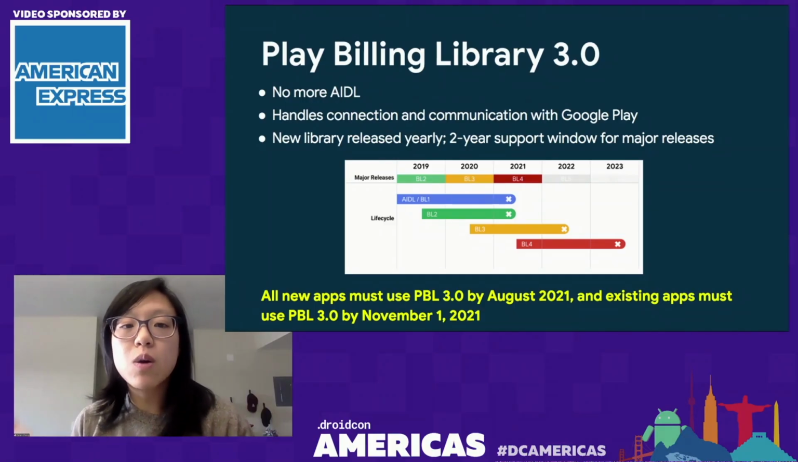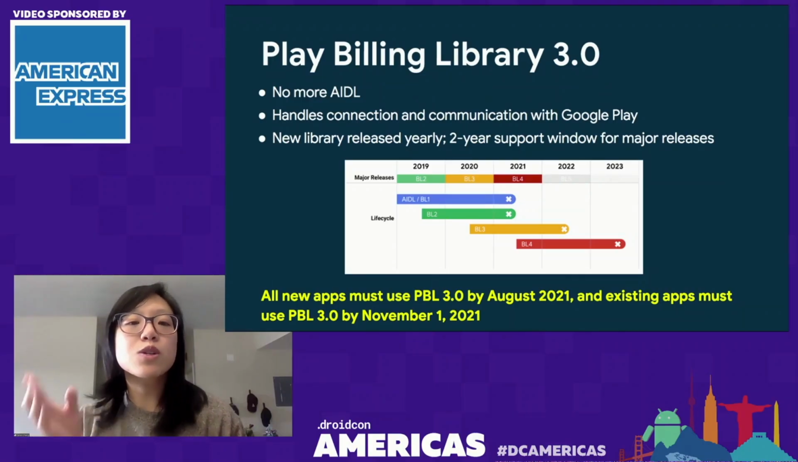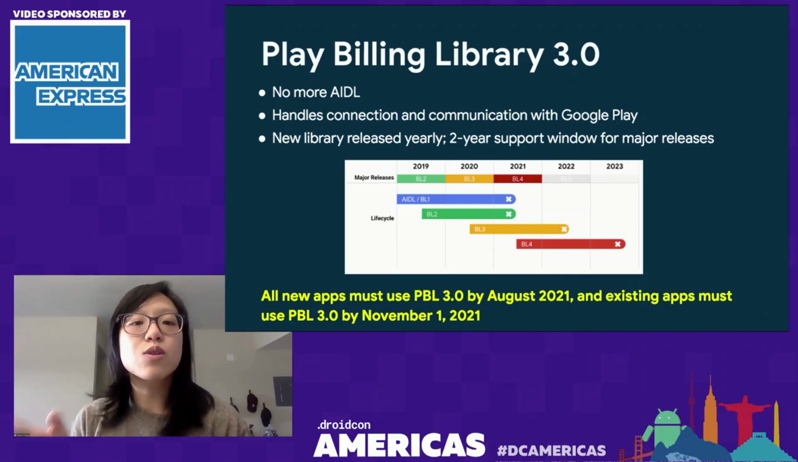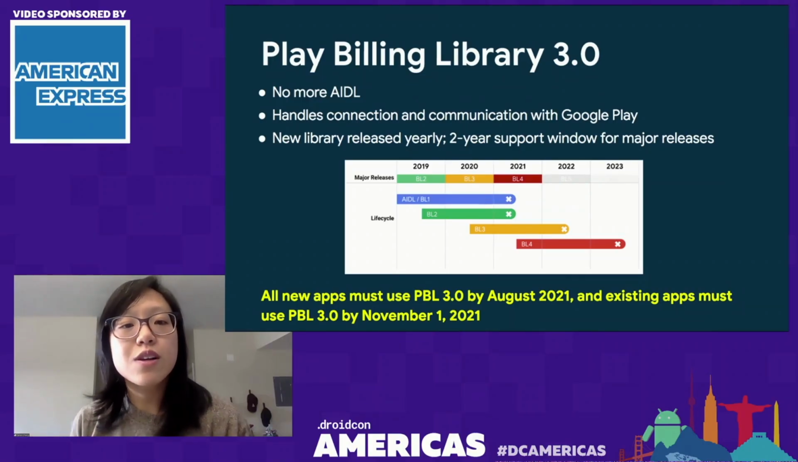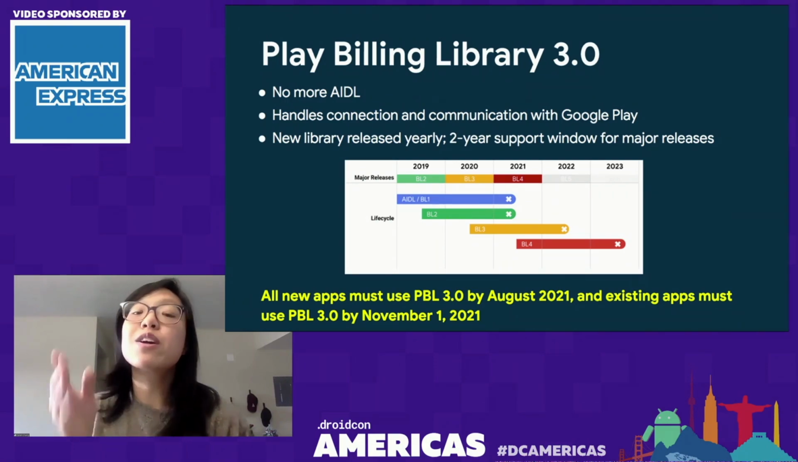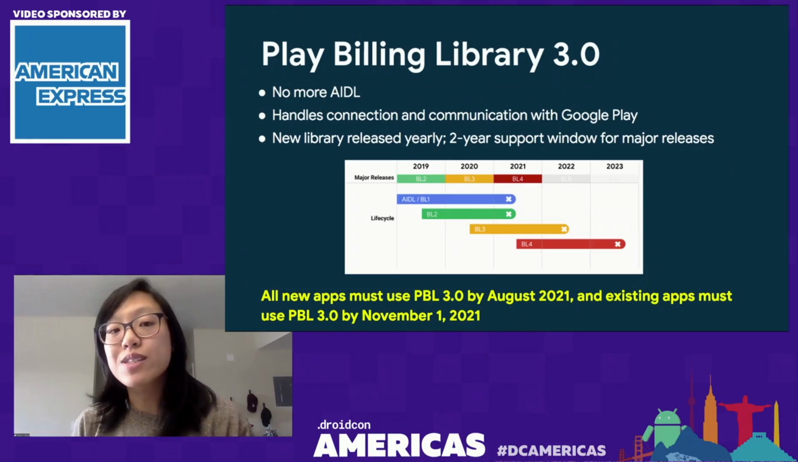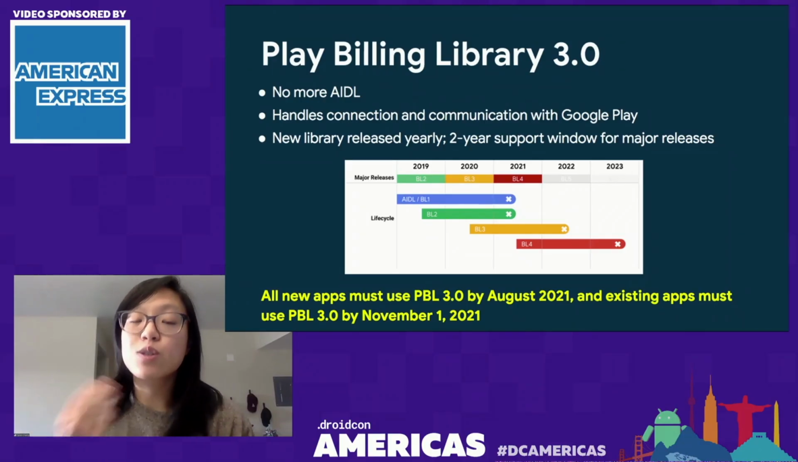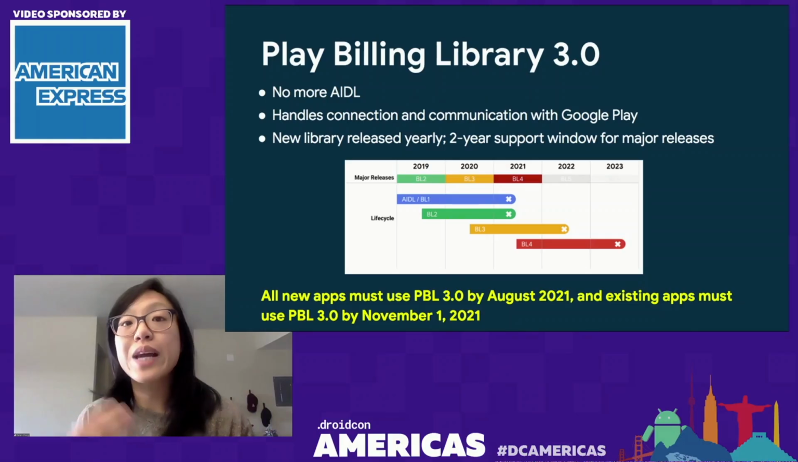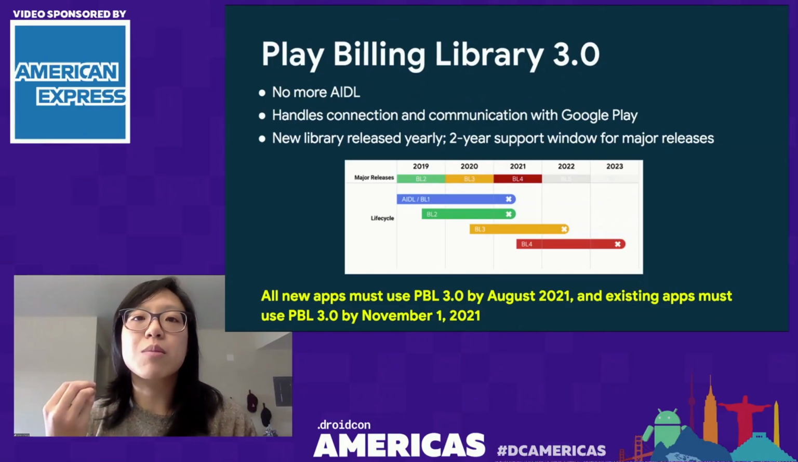So the Play Billing library right now is actually on a 2-year release window where we're going to release a new Play Billing library every 2 years. So as you can see in that timeline, every 2 years we're going to be releasing a new Play Billing library, and every 2 years the Play Billing library that's been released previously is going to be deprecated. So the support window for each new library only has about 2 years. This is something you might want to think about as you're thinking about how to plan for the future in terms of your apps.